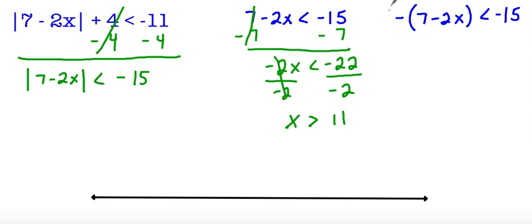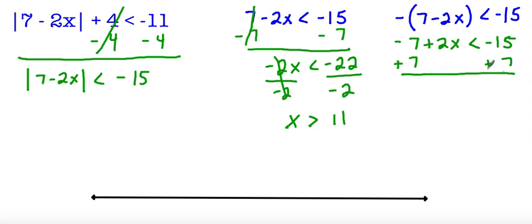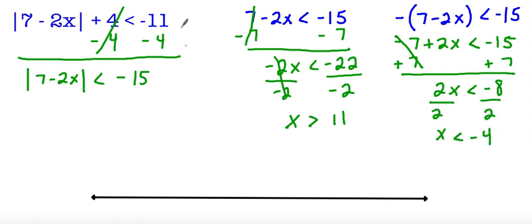We're going to distribute the negative here. So negative 7 plus 2x is less than negative 15. We're going to add 7 on both sides. 2x is less than negative 15 plus 7, which is negative 8. Divide both sides by 2. And x is less than negative 4.